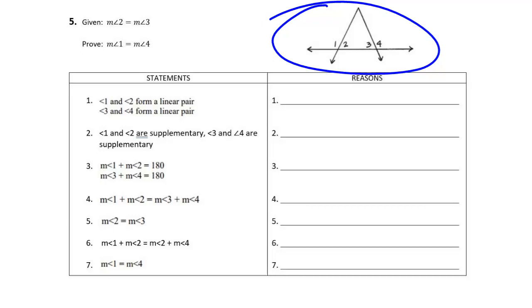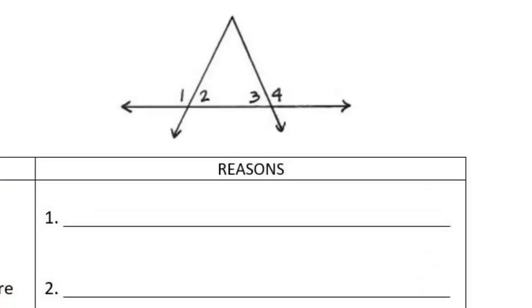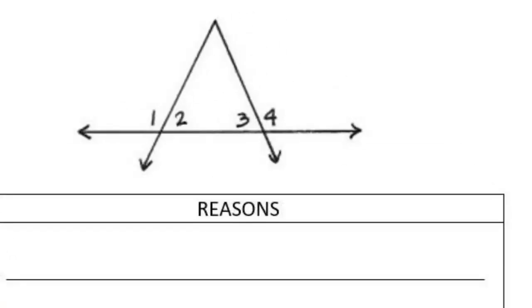How do we know that angle 1 and angle 2 form a linear pair? What do you notice about angle 1 and angle 2? Do they have anything in common? Do they share anything? Yep, they share this side right here, and together they make this straight angle. They make a line. What about angle 3 and 4? Do they have anything in common? Yep, they share a side right here, and together they make a line. So why does that mean, or how do I know that those are linear pairs then?